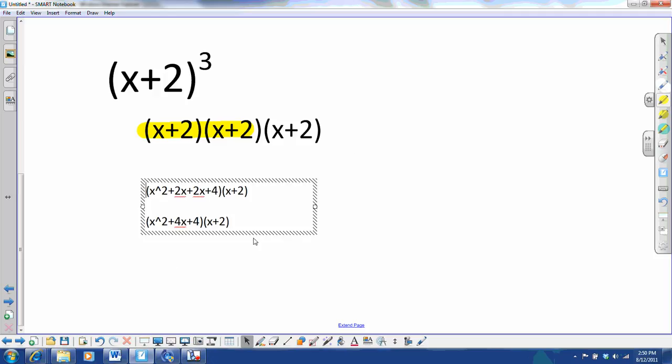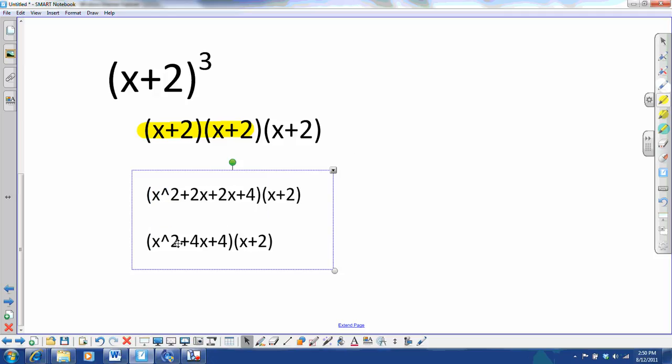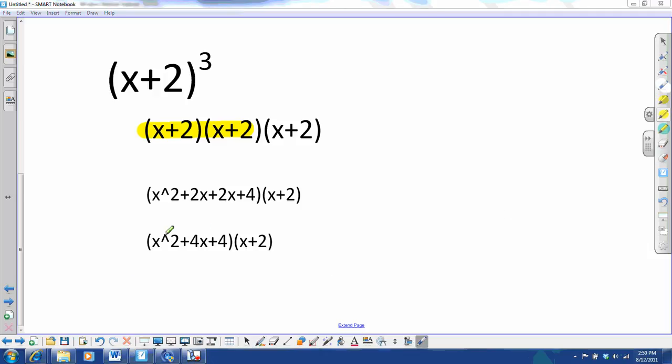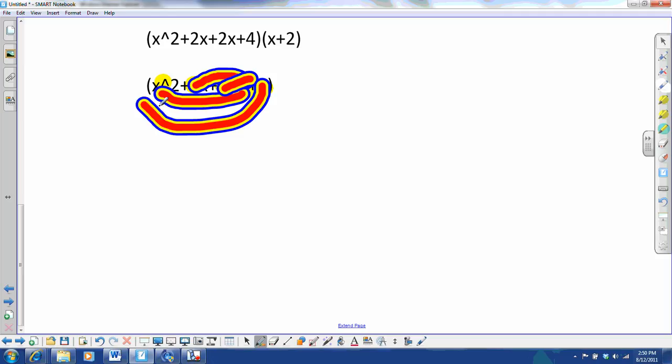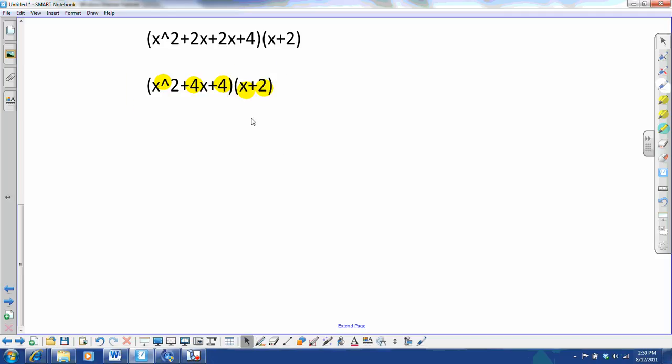Well, how do we multiply a trinomial, 3 terms here, by a binomial, 2 terms? Well, it's still FOIL, it's just not 4 letters, F-O-I-L. It's x times x squared, and then it's x times 4x, and then it's x times 4, and then it's the same thing with 2 times all of those. Let me get rid of these crazy colors here.